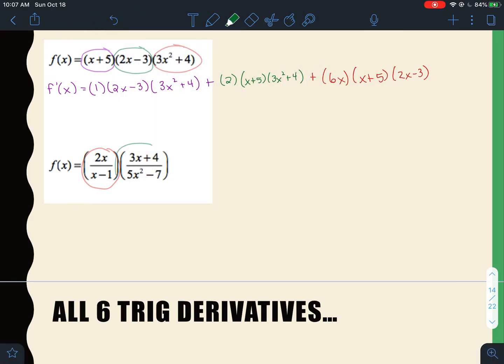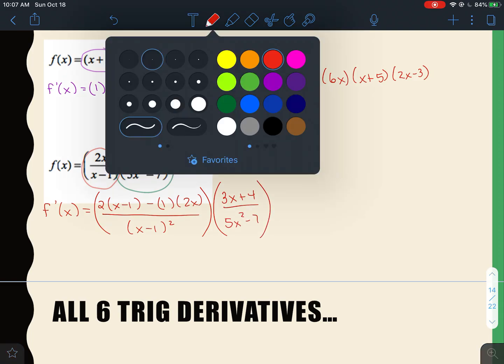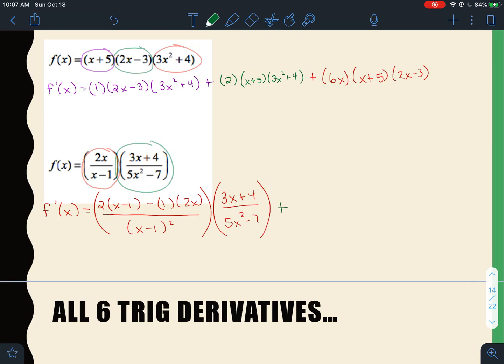All right, now we've got a product rule with the quotient rule. So we've got our first function times our second function, but within each of those, we have a quotient rule. So for the first one, the derivative of 2x over x minus 1, you would take the derivative of the top, leave the bottom alone, minus the derivative of the bottom, leave the top alone, all over the bottom squared. So that's the derivative of the first function, and then we would leave the second function alone, 3x plus 4 over 5x squared minus 7.